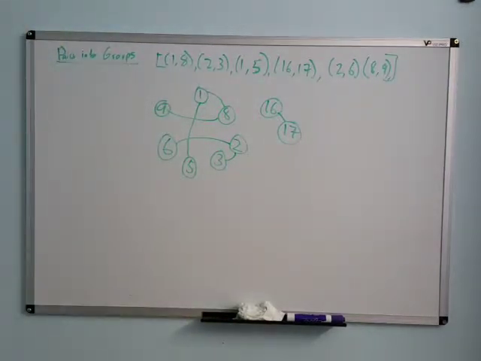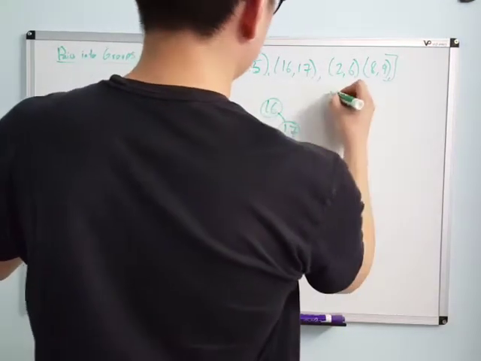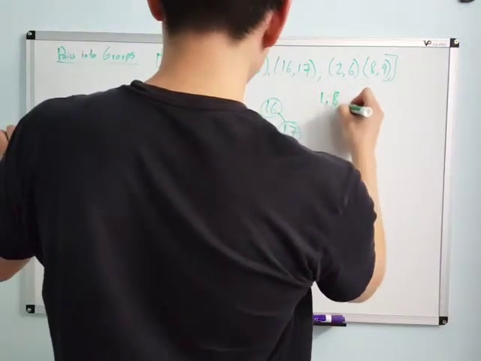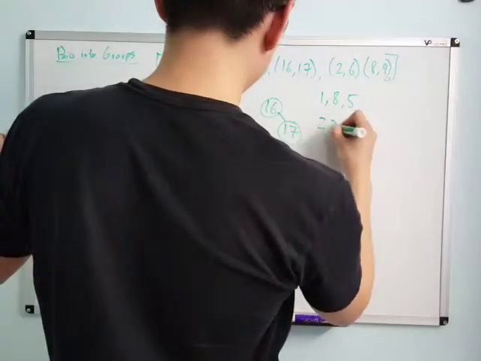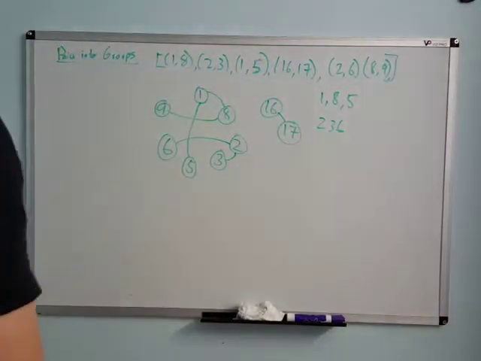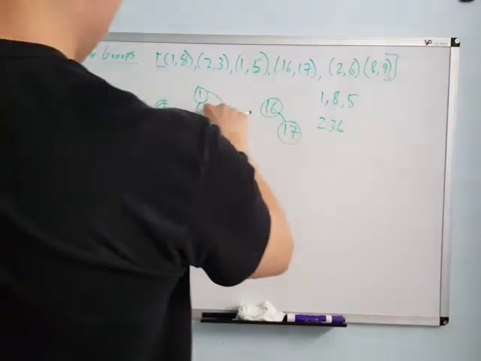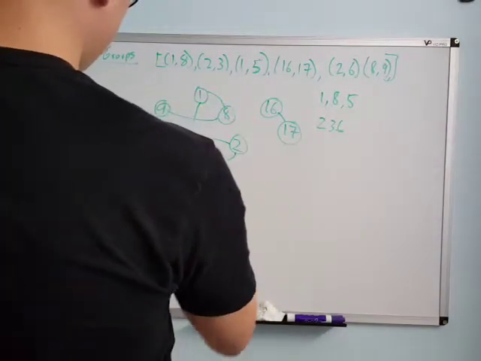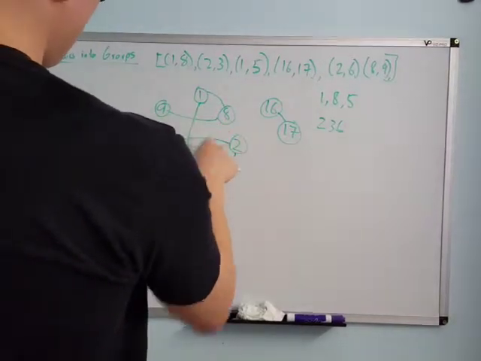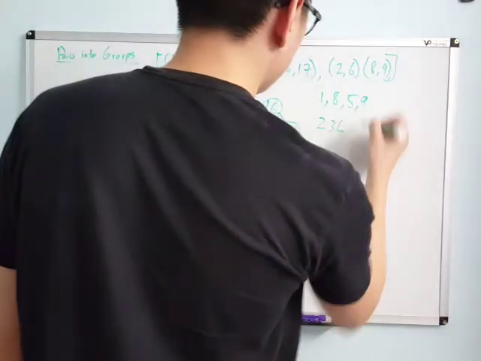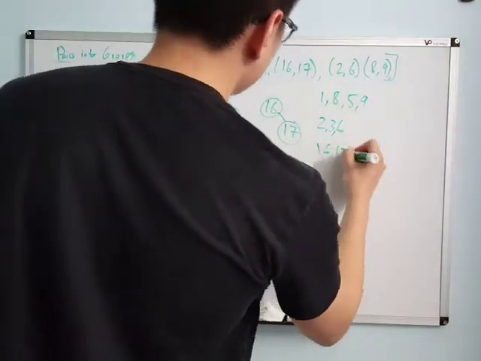Right, so what does that give us? It gives us the groupings that I mentioned before, right? 8 is connected to 1, 1, 8, and 5 is connected. 2, 3, and 6 are connected. Wait, am I missing one? I thought there was one more number here. 1, 8, 5, and 6. No. 1, 8, 5, and 9. Yeah, 9. 2, 3, 6, and then 16, 17.